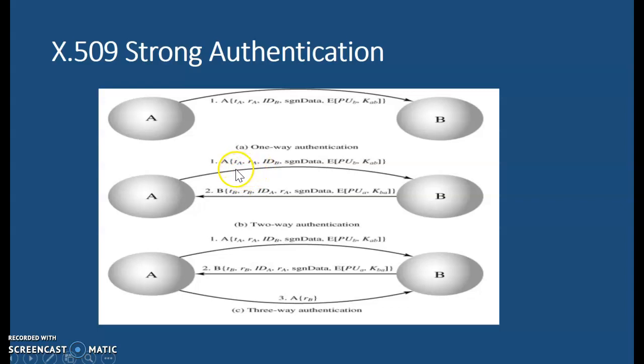And next one, here the timestamp TA and nonce RA, IDB and signature data, then the public key encryption of KAB with PUB. Also here B will send the KBA, and A will send the encrypted KAB and B will send the encrypted KBA. After that, A will send RB. It gives the three-way authentication. Thank you.